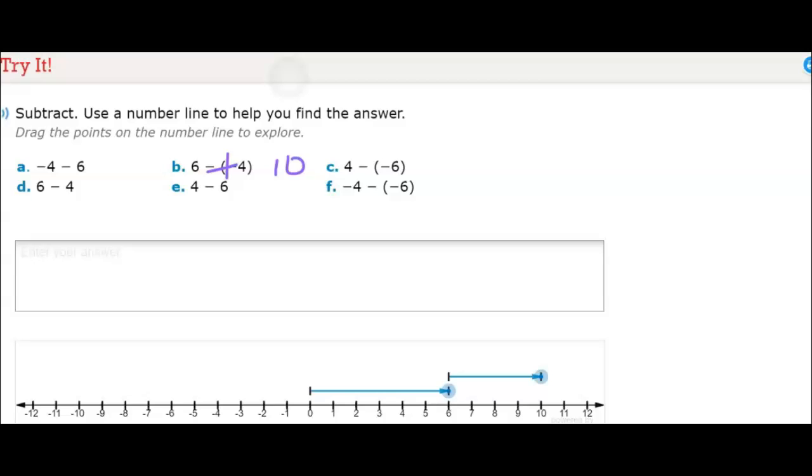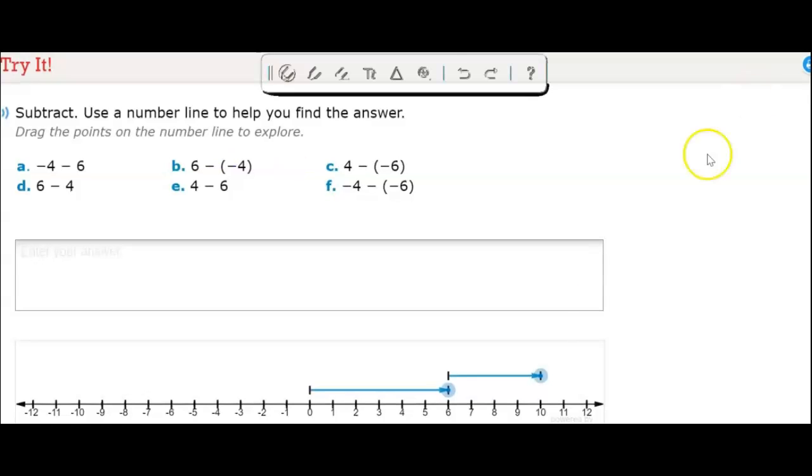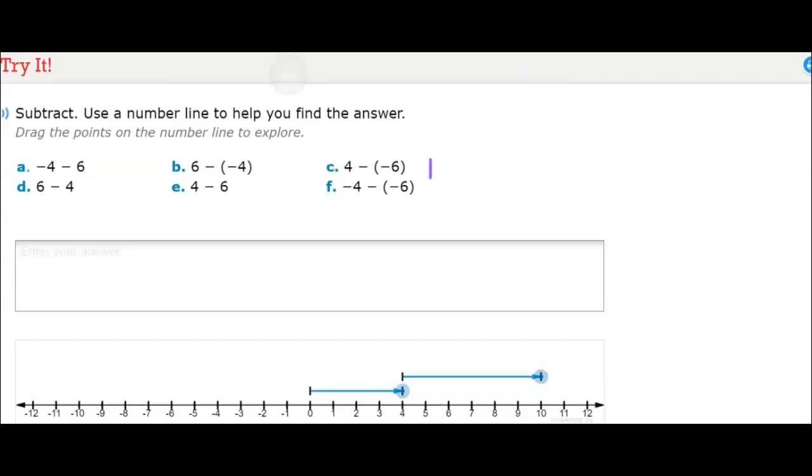All right, let's look at C. 4 minus -6. So we have 4, and then -6, again, that's a minus and a negative. It's going to turn into a plus. So it's going to be 4 plus 6. Again, it's going to be 10.